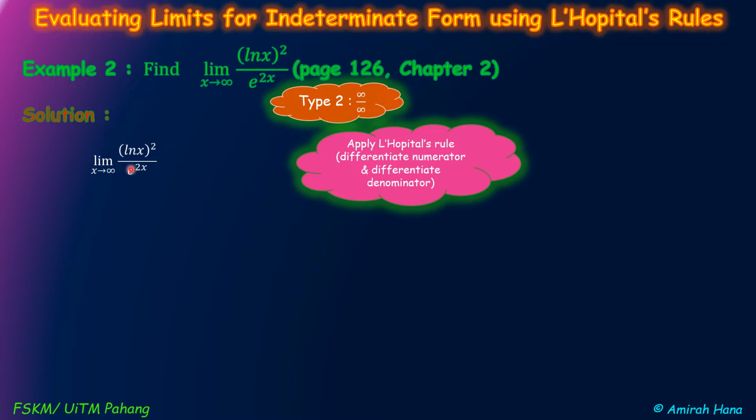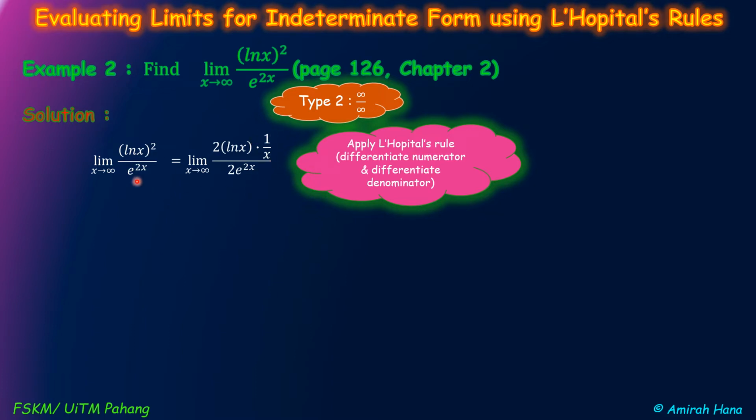So how do we differentiate (ln x) squared? We can use the generalized power rule. We move the power to the front, then copy the bracket ln x, and the power must reduce by 1. So 2 minus 1, we have 1 here, and no need to write the power of 1. Then we differentiate in the bracket. In the bracket is the ln function, so when we differentiate ln x, the answer is 1 over x.